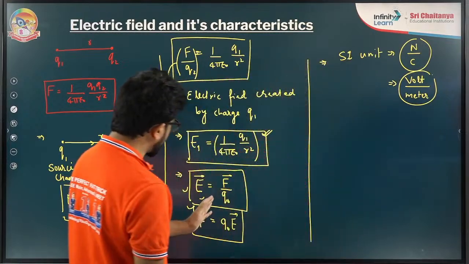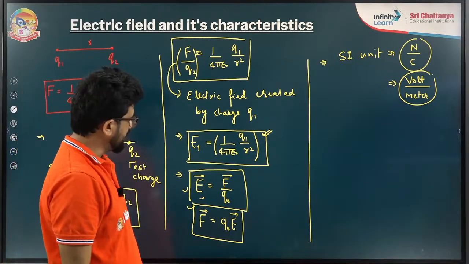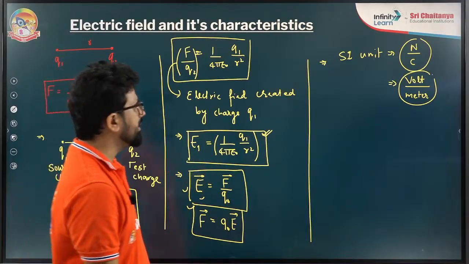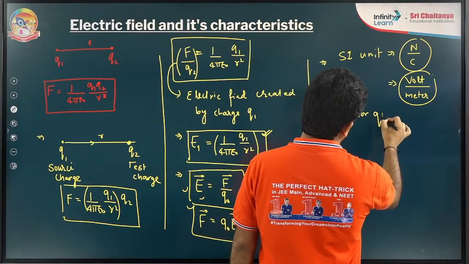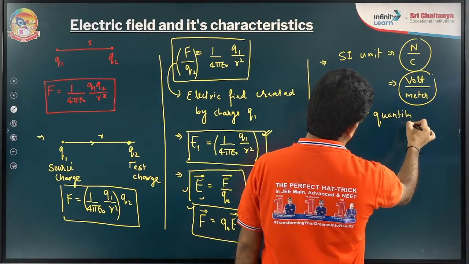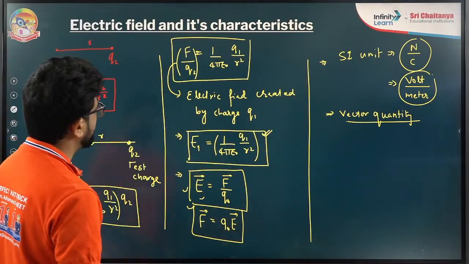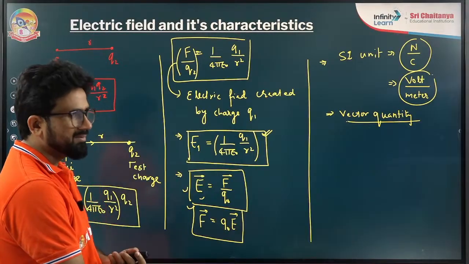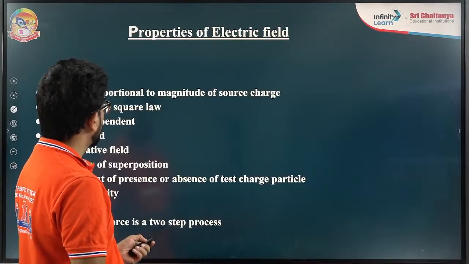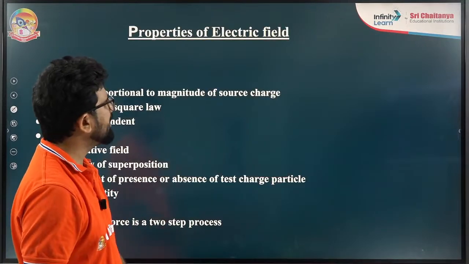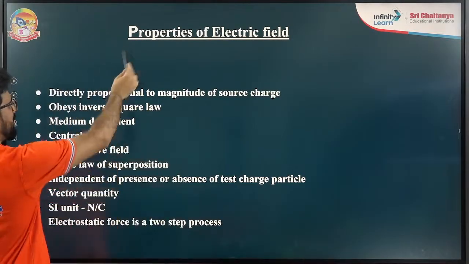From this we can see that the field is actually created by the source charge. It is a vector quantity, not a scalar quantity, so we write it as a vector. We have already seen a few things about electric force in the previous classes, you can check. Now I am discussing the properties of the electric field one by one. What is the meaning of the properties of this field?